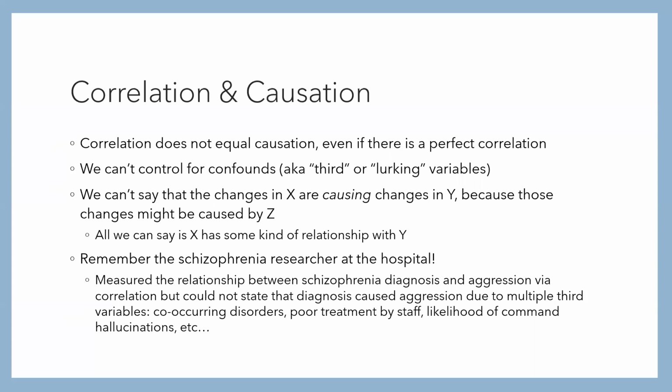It's likely due to warmer weather, a third variable that makes people want ice cream more and want to swim more, therefore increasing opportunity for the sharks. This goes to show that we cannot control for confounds, aka third variables or lurking variables. We can't say that changes in X are causing changes in Y because those changes might be caused by Z. All we can say is that X has some sort of relationship with Y.